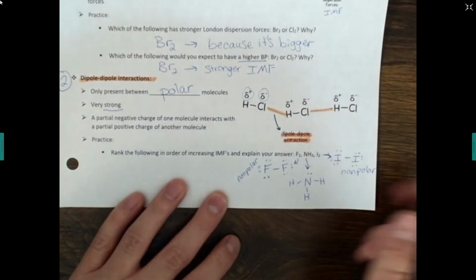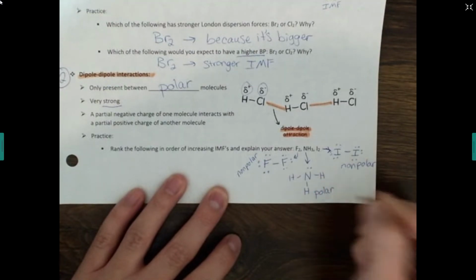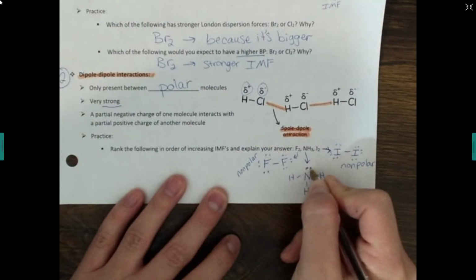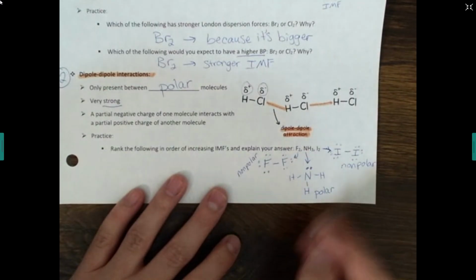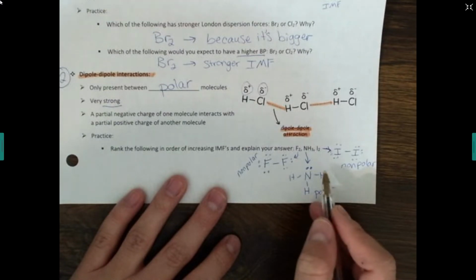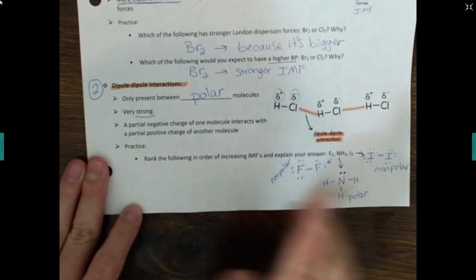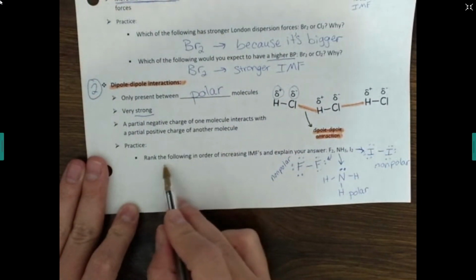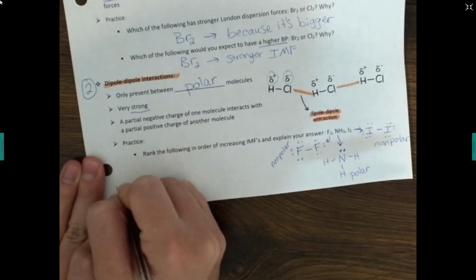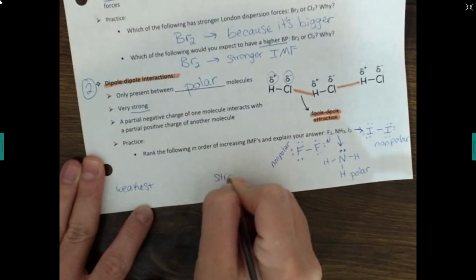Okay. This one, however, is polar, and we know it's polar based on our notes last week that whenever you have a lone pair on a central atom, it automatically makes it a polar molecule. Okay. So because this one's polar, this one's the only one that can do dipole-dipole interaction. So that's going to be our strongest. So if we're making them in order of increasing IMFs, that would mean our weakest needs to be here, and then strongest needs to be over here.